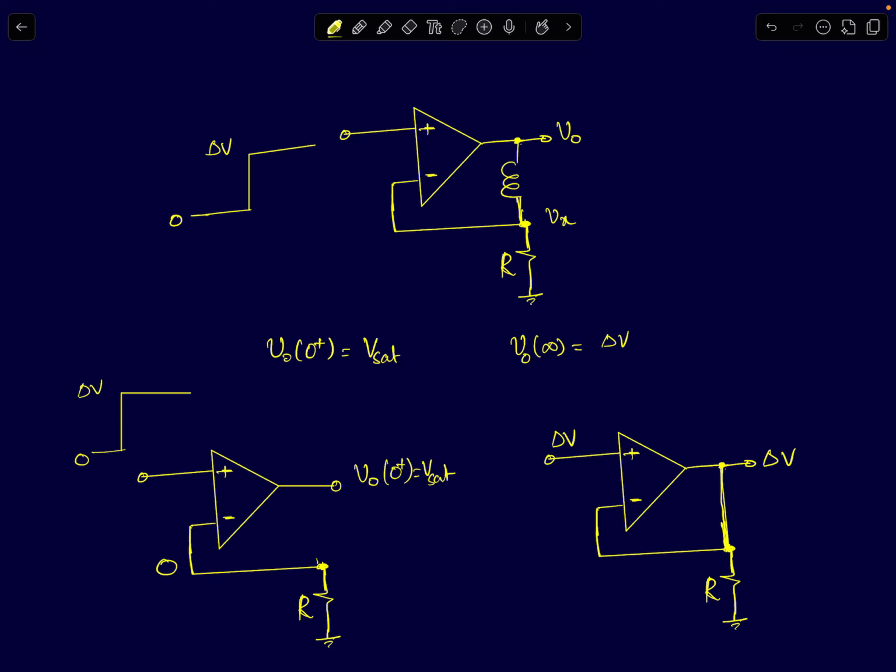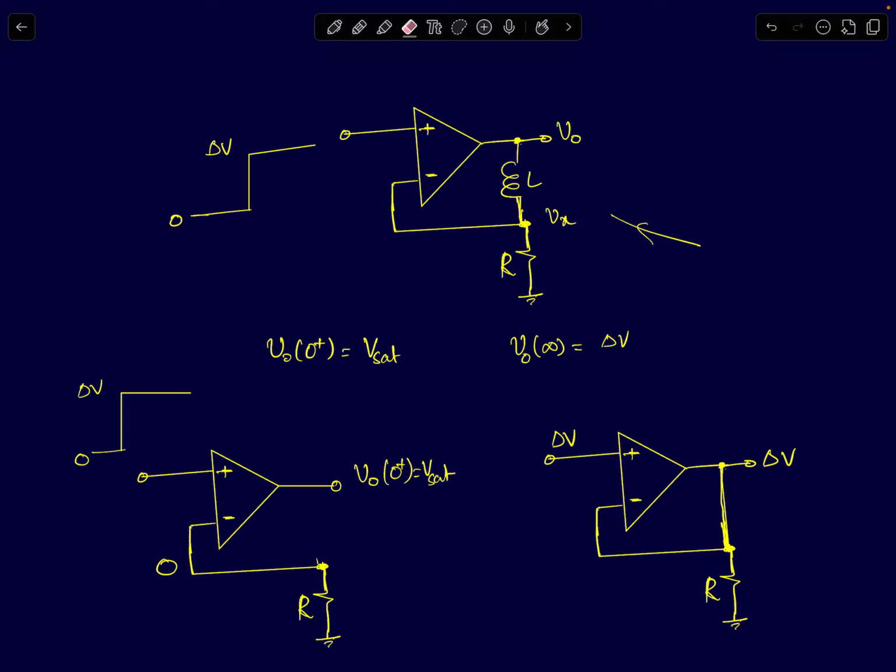Hi everyone. In the previous lecture, we spoke in great detail about the non-inverting RC differentiator. To complete that discussion, in this lecture we will talk about the non-inverting RL differentiator. The circuit shown here is a non-inverting RL differentiator.